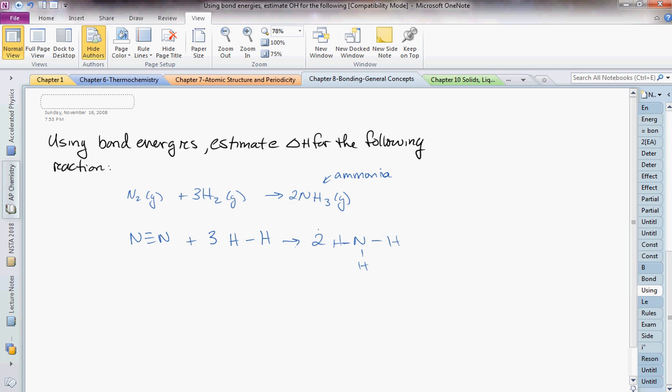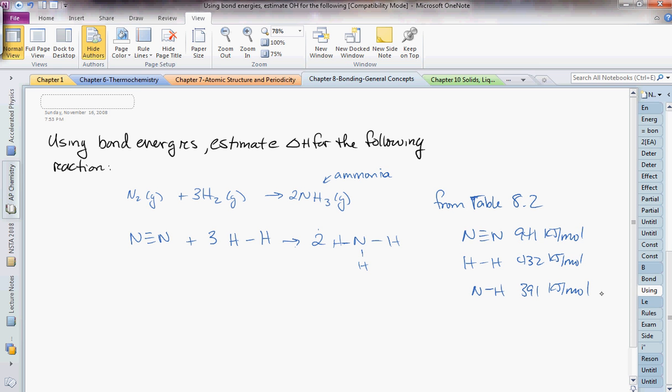And if we go back to that table of bond energies, from that table I just showed you, Table 8.2, we can say that the nitrogen-nitrogen triple bond has an energy of 941 kilojoules per mole. The hydrogen-hydrogen single bond has a bond energy of 432 kilojoules per mole. And the nitrogen-hydrogen bond has an energy of 391 kilojoules per mole.